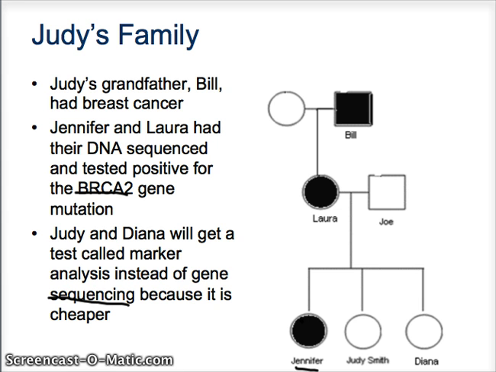So we're going to do a gel electrophoresis for Judy to kind of cut down on some costs. We can't do gel electrophoresis on the BRCA gene because there have been, I think, hundreds of thousands of different types of mutations within this one gene that they found. So they can't do our normal restriction enzyme analysis and cut it, because there are so many different types of mutations in different places. So what we're going to do is something else called marker analysis.